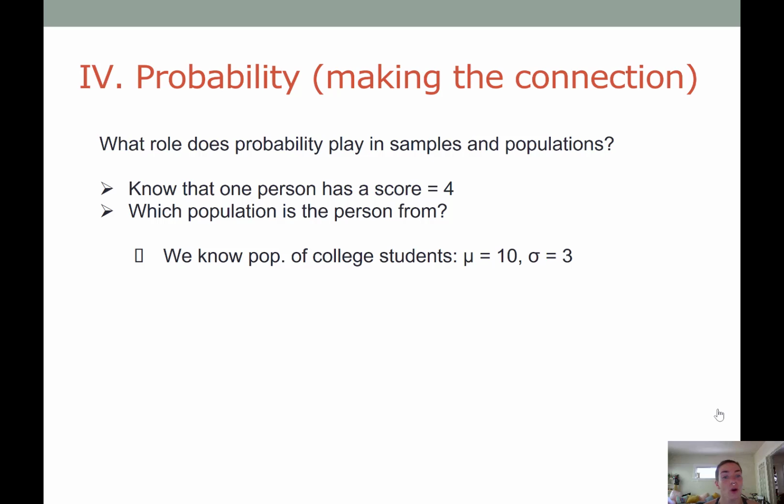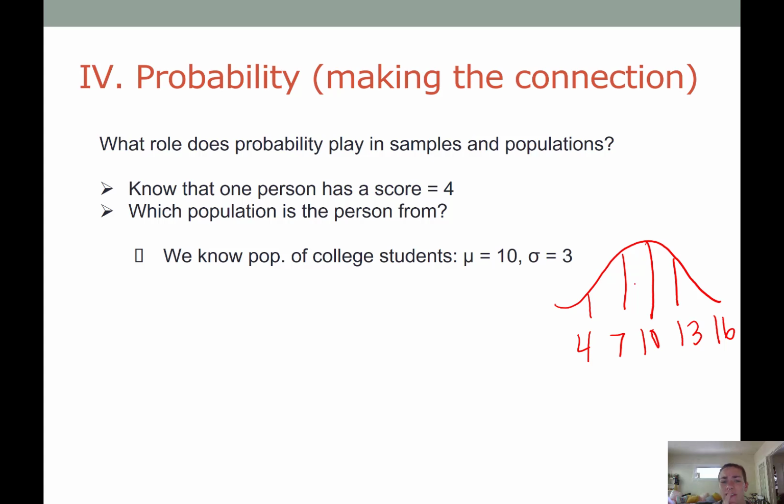Well, if we know that the population of college students has a mean score on the morningness scale of 10, and a standard deviation of 3. Okay, so in other words, I know that this distribution, once standardized, looks something like this, right? A mean of 10, one standard deviation above the mean would be an individual score of someone with a 13. One standard deviation below the mean would be someone with a score of 7.